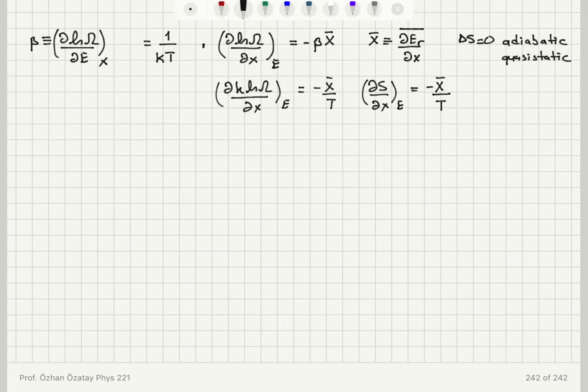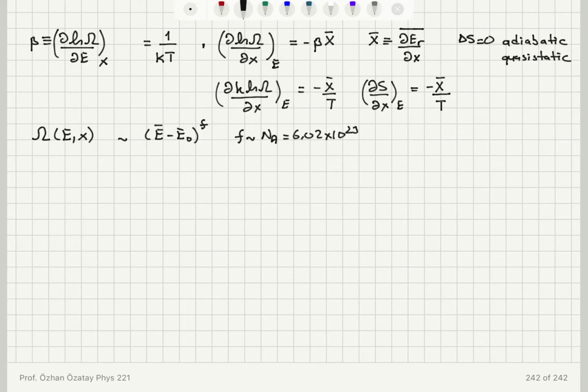So these are our main findings for the number of accessible states. The number of accessible states is changing with energy and with the external parameters of interest, that is x, and the number of accessible states also varies with energy as E bar minus E0, the ground state energy, to the power f, where f is of the order of Avogadro's number, which is 6.02 times 10 to the 23. So it's a big number.